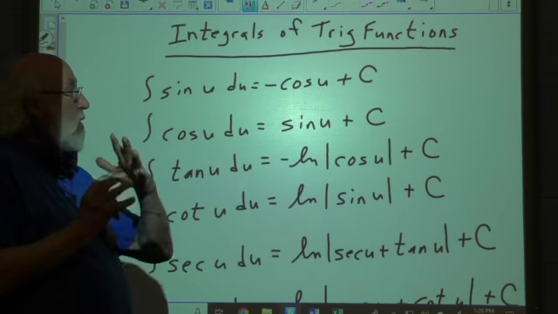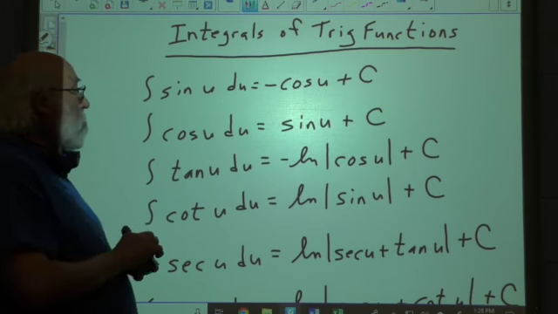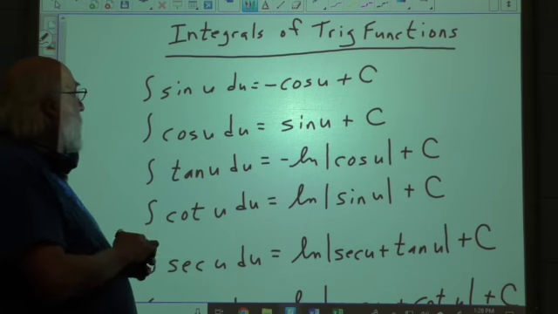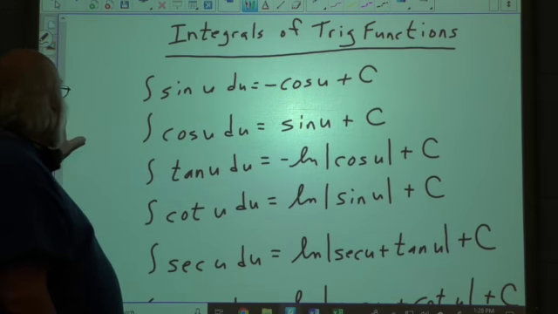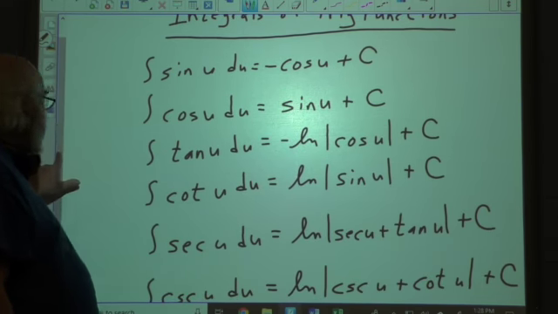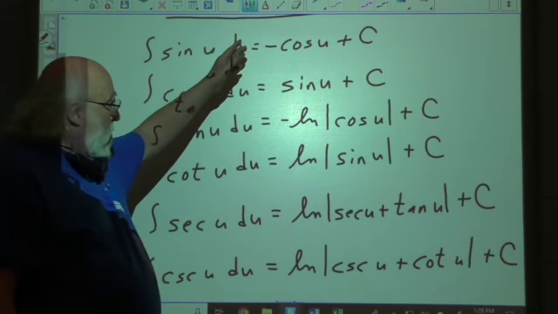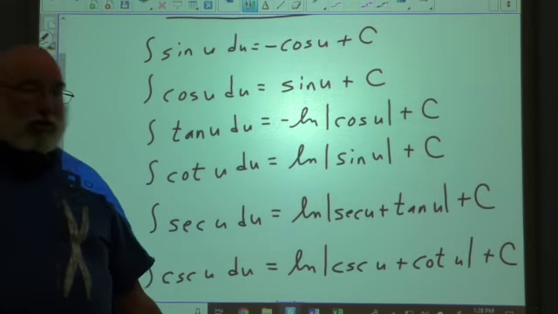Okay, the next topic deals with integrals of trig functions. In order to do that, we have to be aware of the 6 major trig functions: sine, cosine, tangent, cotangent, secant, cosecant, and how they are integrated. And these are the results here. Now, obviously, I'm not going to ask you to memorize them.